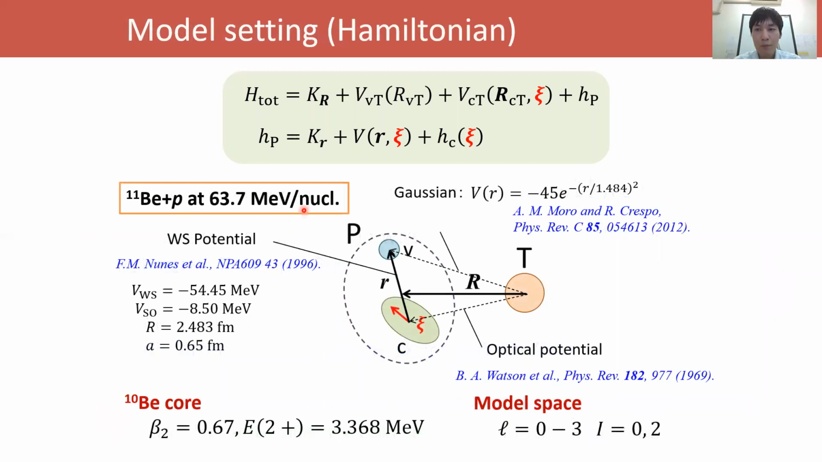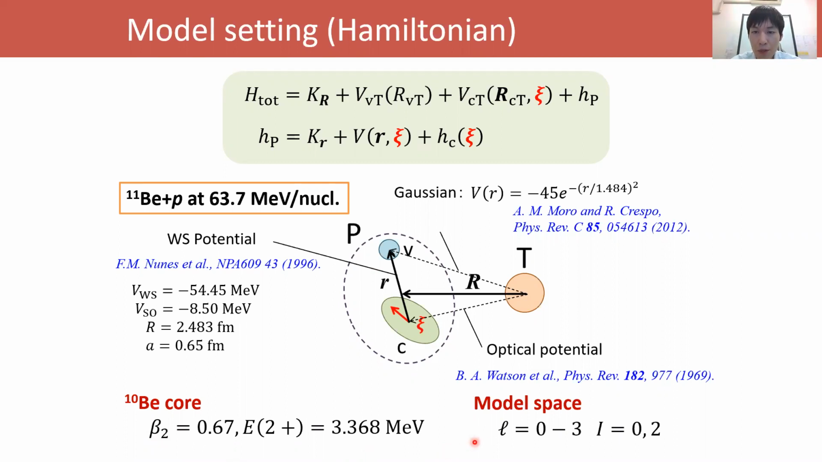And these are the actual potentials we took for the scattering of beryllium-11 plus proton at 63.7 MeV per nucleon. The Saxon potential, Gaussian interaction and optical potentials are taken from these papers. As for the beryllium-10 core, we assume that the deformation parameter beta 2 equals 0.67 and the excitation energy is 3.368 MeV.